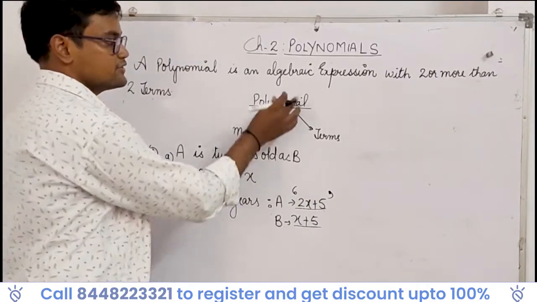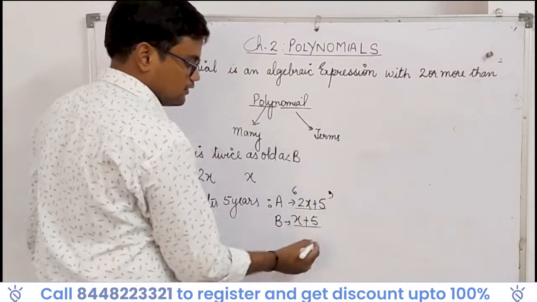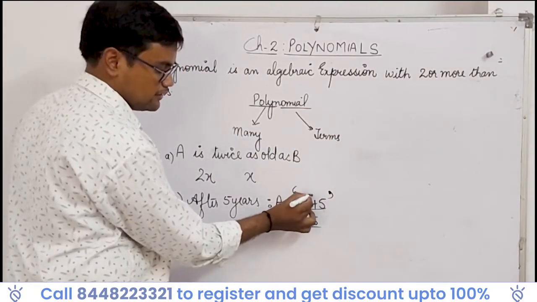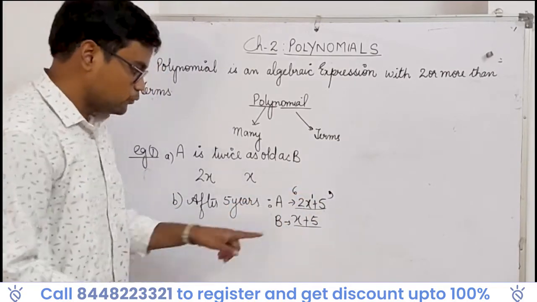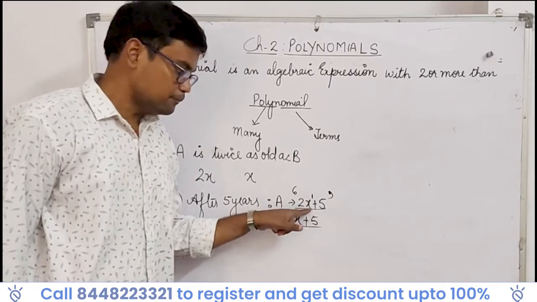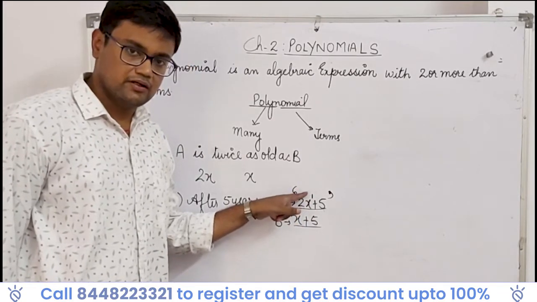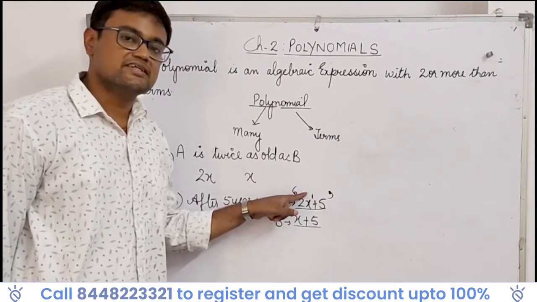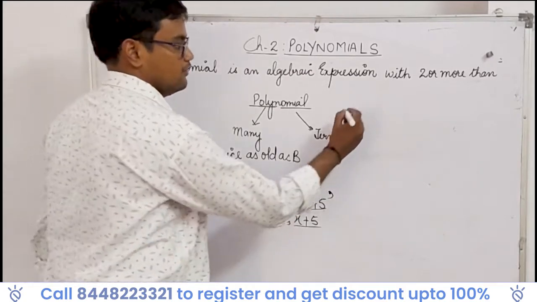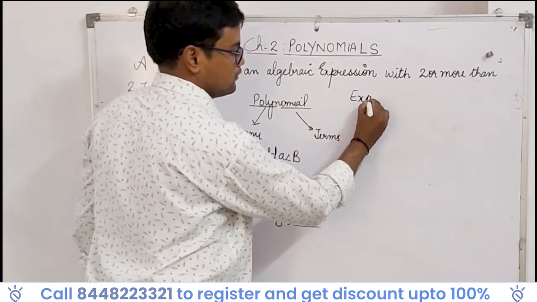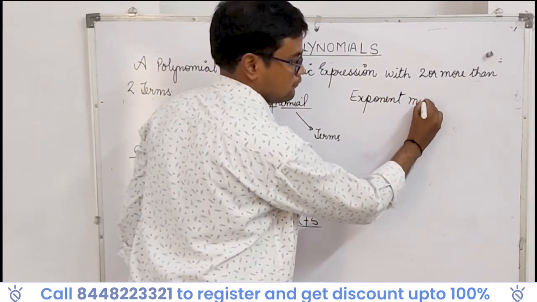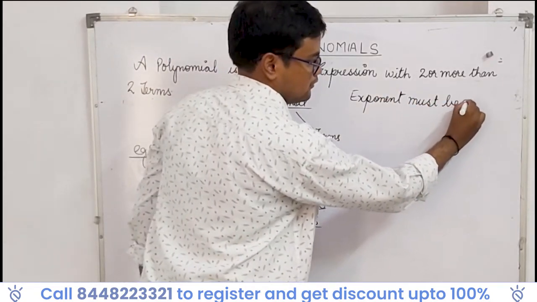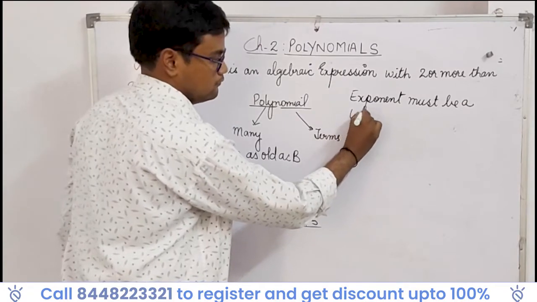Every polynomial is an algebraic expression, but every algebraic expression is not a polynomial. Why? Because the highest exponent, the power of this variable, here you can see is 1. So this exponent must be a whole number.